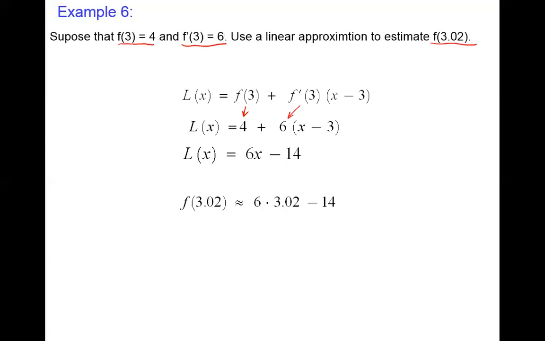And now, approximating a value of the function, because the function could be approximated by linearization, by the tangent line. That's me taking the tangent line and instead of x, substituting the value that we're looking for, 3.02. Multiplying by 6, subtracting 12, we're getting 4.12.